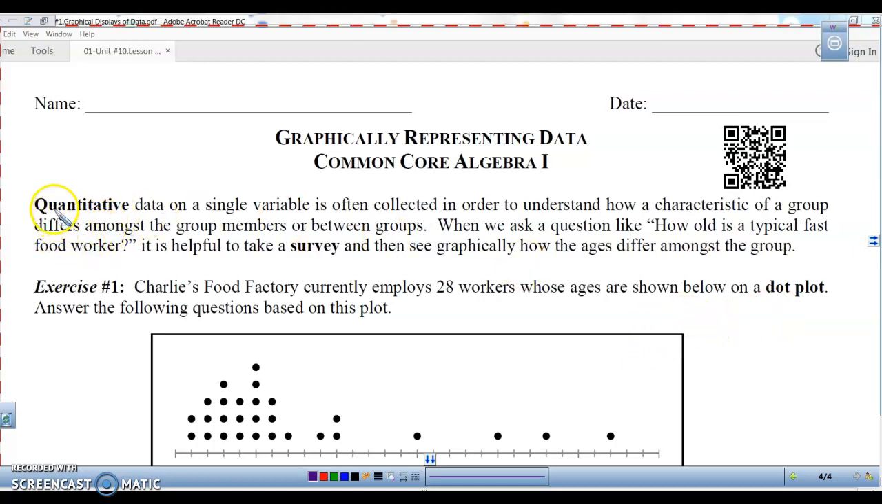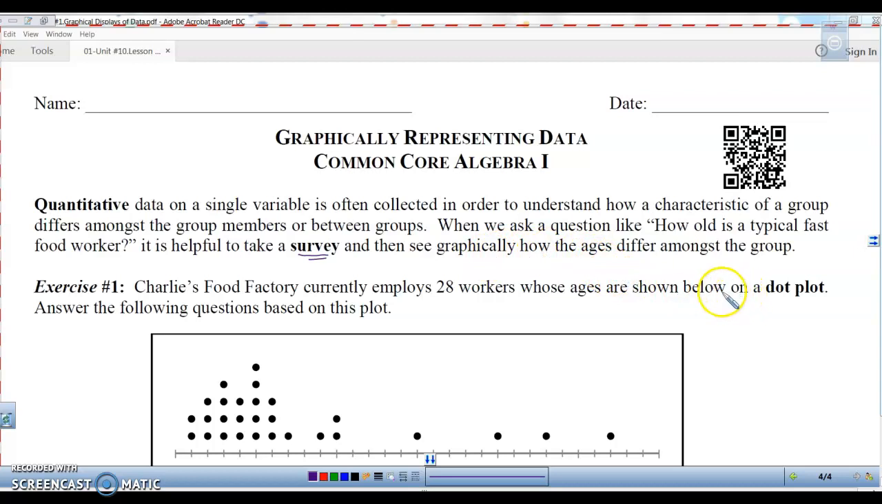We're going to talk about quantitative data on a single variable, which is often collected in order to understand how a characteristic of a group differs among the group members or between groups. When we ask a question like, how old is a typical fast food worker, it is helpful to take a survey and then see graphically how the ages differ among the groups.